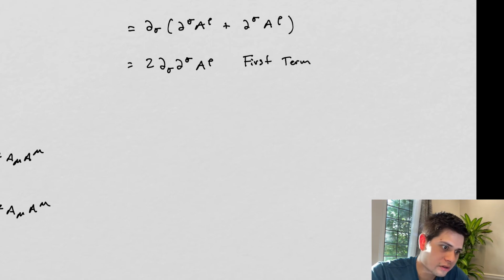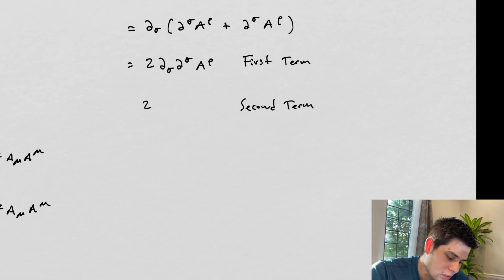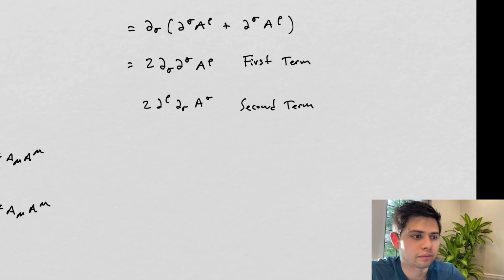And for the second term, you get 2 d rho d sigma a sigma. Okay. And then last but not least, we have the very last term.